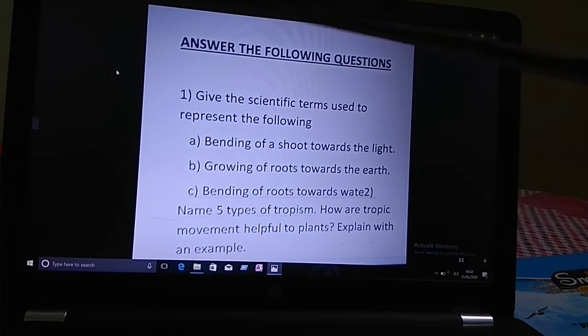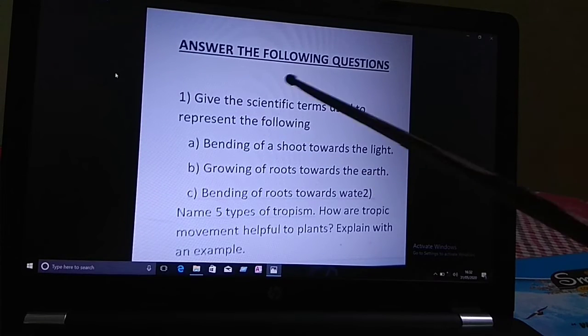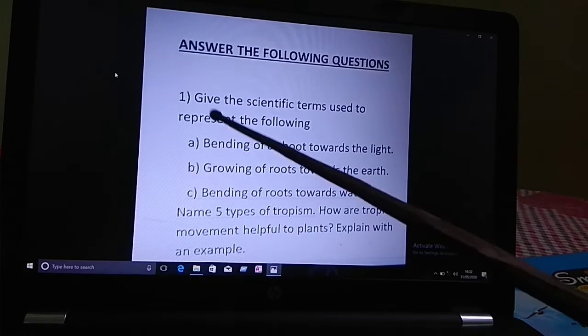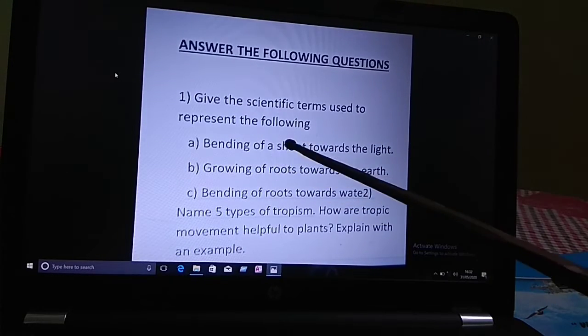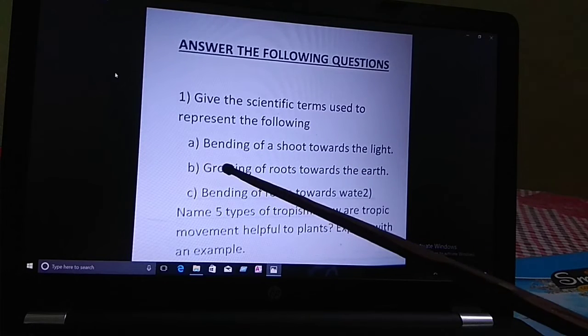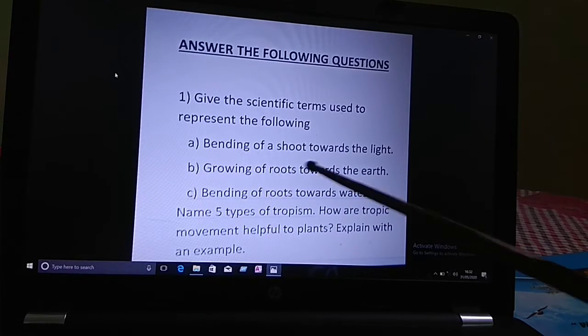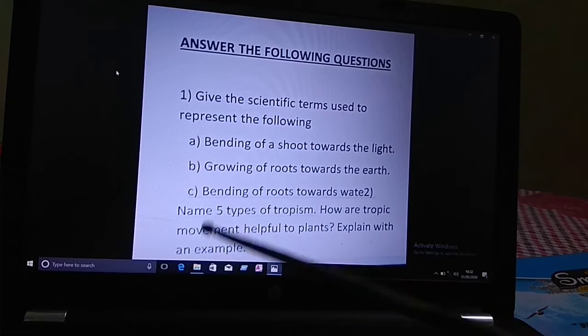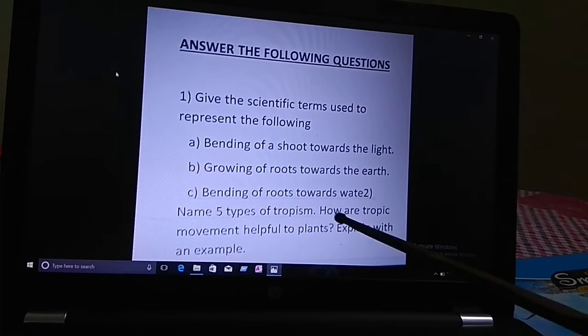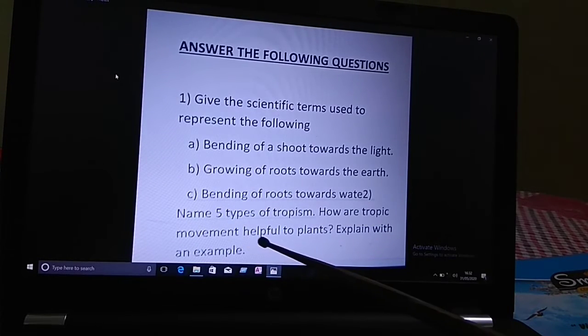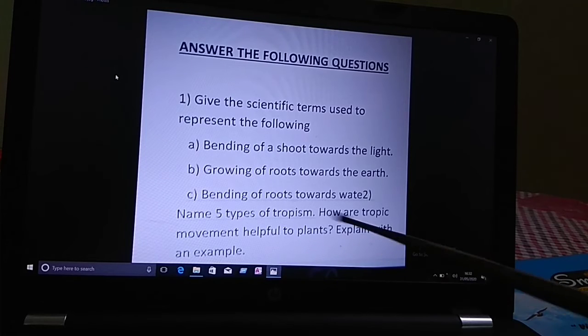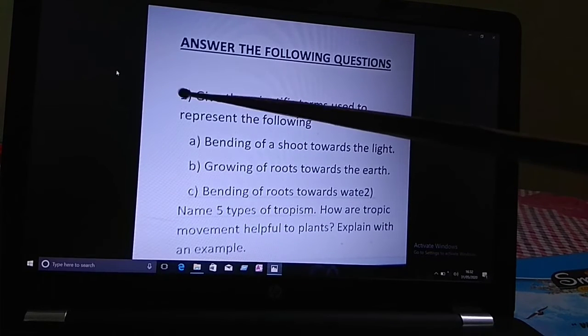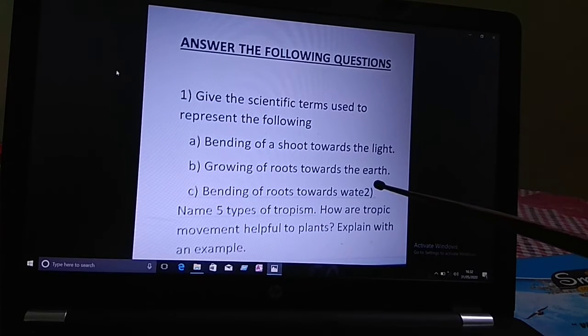Now answer these questions. Give the scientific terms used to represent the following: bending of a shoot towards the light, growing of roots towards the earth, bending of roots towards water. Name 5 types of tropism. How are tropic movements helpful to plants? Explain with an example.